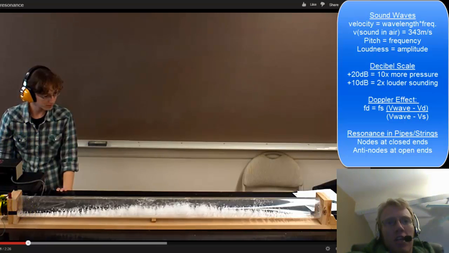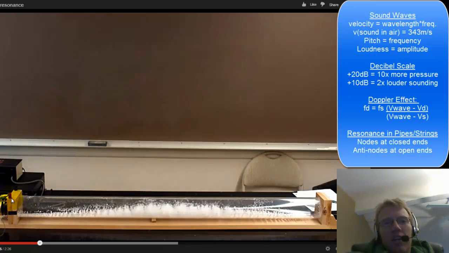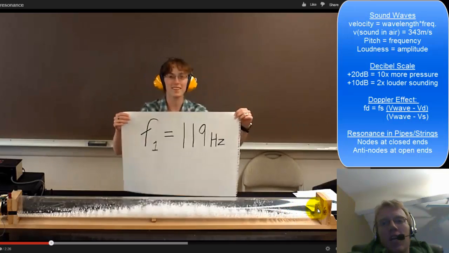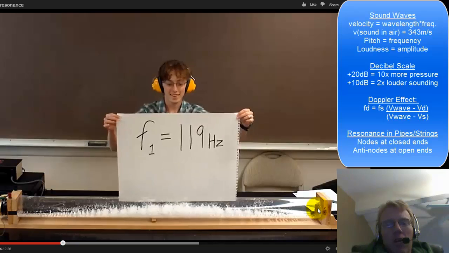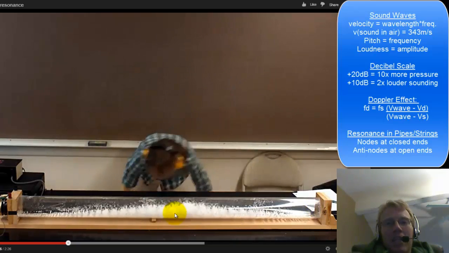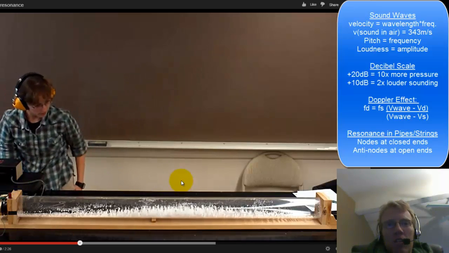So she's turned on the sound waves, and she changed the values, and she stopped when it got to maximum amplitude. You can see that on the 2 ends, which are fixed, there's no oscillation of the particles inside, and in the middle, it's max amplitude, and she said the frequency she set it at is 119 hertz.